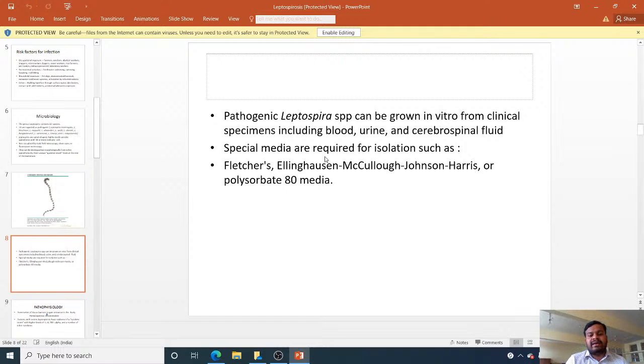Special media for isolation. These media can also be asked in the examination. So Fletcher's, Ellinghausen, McCullough, and Johnson Harris. EMJ is what they give. The full form of EMJ is Ellinghausen, McCullough, Johnson medium, or polysorbate 80 media can also be used for the culturing of the spirochete.